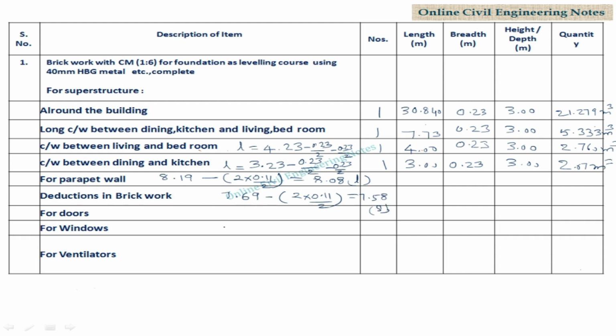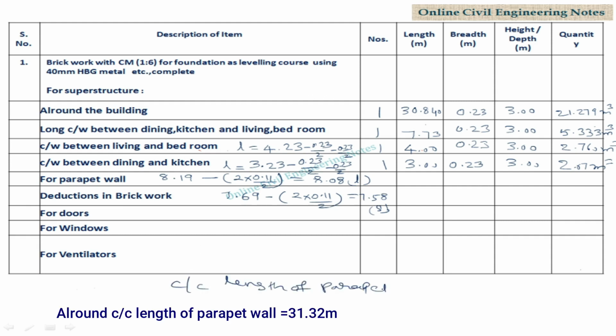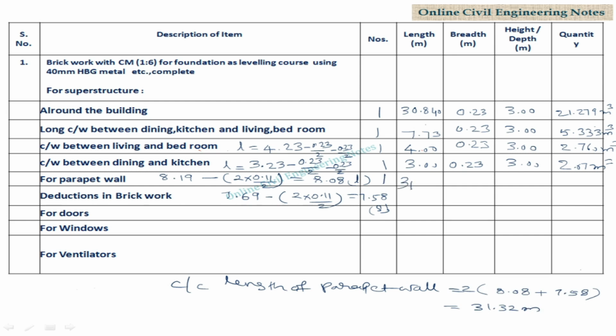So center to center length is 2 into 8.08 plus 7.58 meters, which is equal to 31.32 meters. So write the number 1, length 31.32, width of parapet is 0.11, height of the parapet is 0.75 meters. Overall quantity is 34.025 cubic meter.